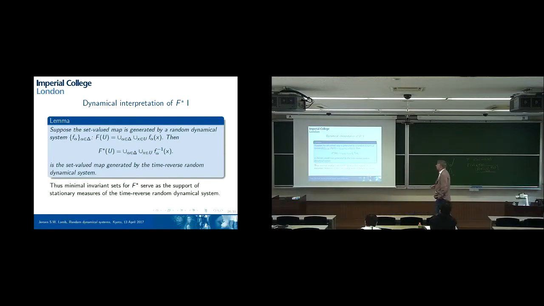So suppose you have a set valued map generated by a random dynamical system, and I here take, for convenience, the iterated function system that we dealt with, for instance, on the circle. So we just have a certain parameterized family of maps, and let them be invertible. Then this is the definition of f of u of a set. It's the image, the union over x in u and alpha in delta of this thing, and then the f star of u is thus this union over the inverse of these maps.